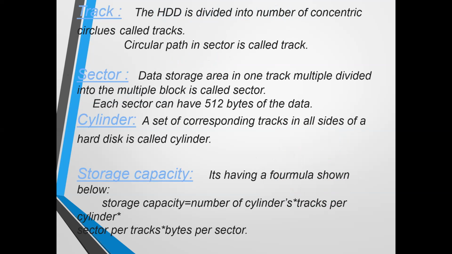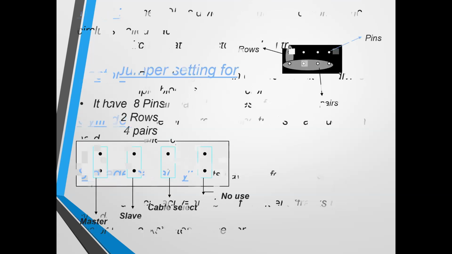Okay, the storage capacity, as we've seen, has a formula shown below. Sorry, I see the wrong spelling of formula. To get the storage capacity, it's the number of cylinders multiplied by the tracks per cylinder, multiplied by the sectors per track, multiplied by the bytes per sector. That will give us the storage capacity of what you have. How many tracks are there and how many cylinders are they able to contain? That is what will determine the capacity of that storage device.